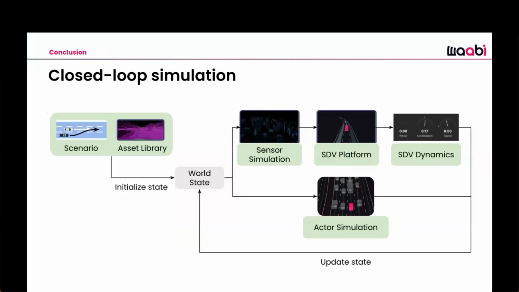So earlier in the previous session, Siva covered different ways we can build this asset library from real world data, and how we can simulate sensor data and simulate the vehicle platform and its dynamics as well. In this session, we covered how we can generate scenarios that specify the content of the simulation, and how we can simulate the behaviors of the actors in those scenarios in closed loop so that we can test and train the self-driving vehicle. So that's it for the simulation session. Happy to take any questions.